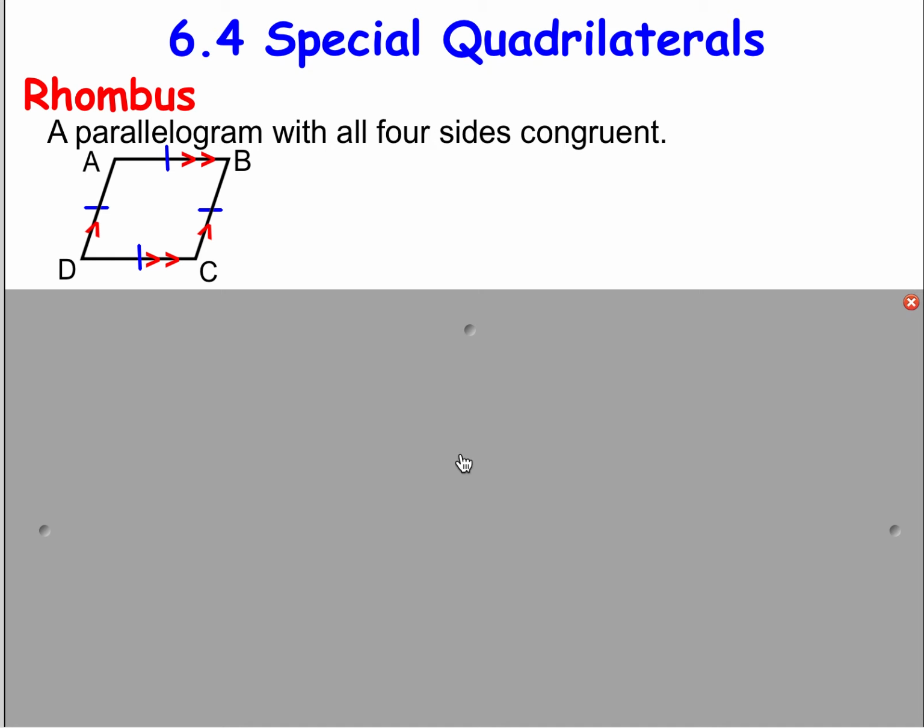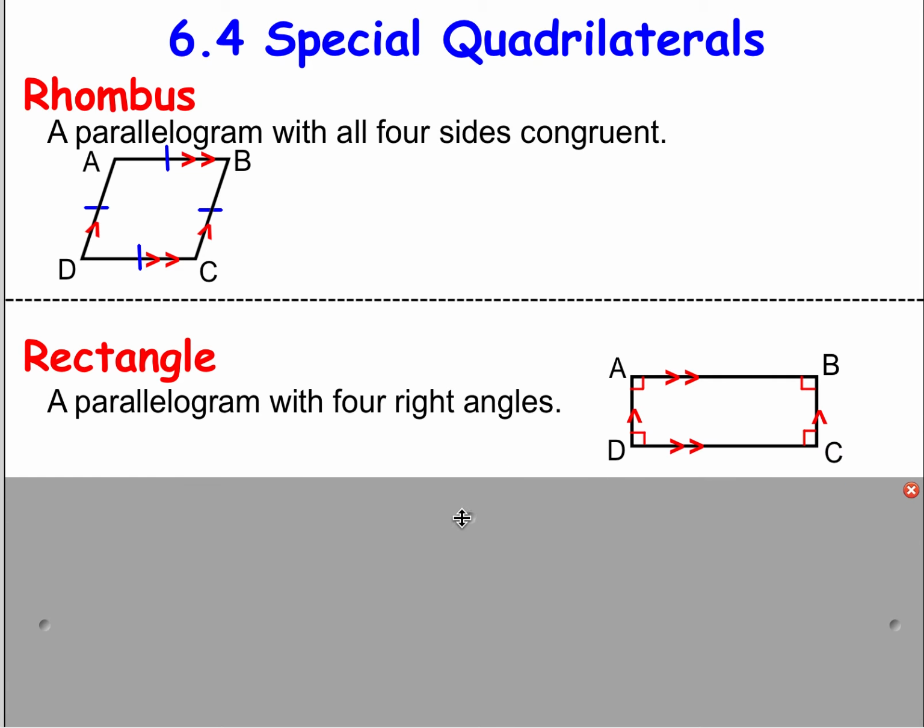The next shape that we will go over is a rectangle. A rectangle is a parallelogram with four right angles. So notice it says nothing about the sides. The only stipulation is that the opposite sides are parallel and that all of the angles are right angles. Notice once again, it is a parallelogram, so all of our normal rules for a parallelogram are also true.